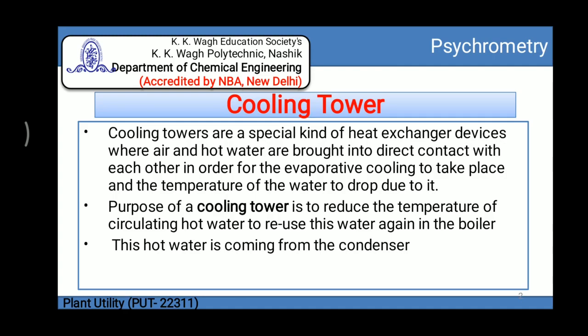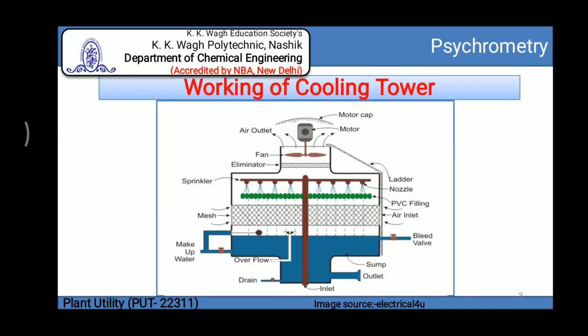The purpose of this cooling tower is to reduce the temperature of circulating hot water to reuse this water again in the boiler. In this cooling tower, we generally use the water coming from the condenser. Now we will see the working of the cooling tower. Before that, I will discuss the different parts of the cooling tower.